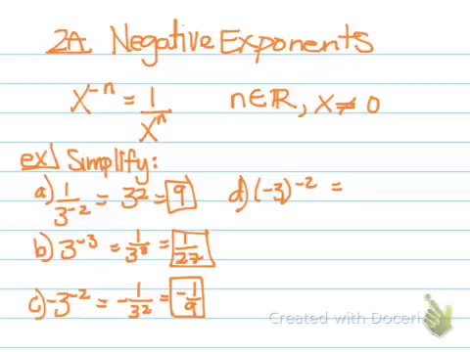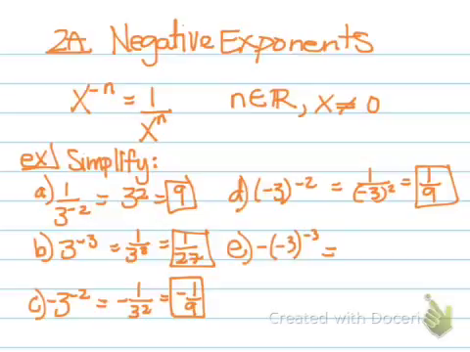Now (negative 3) to the negative 2 power: both the negative and the 3 are in parentheses, so the negative 2 applies to both the negative and the 3. So this one we write as 1 over negative 3 to the 2nd power, and negative 3 squared is 9, so the answer to this one is positive 1/9.